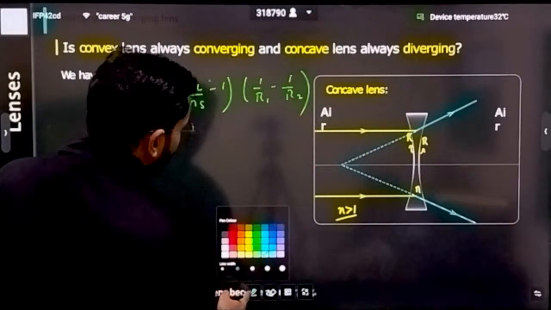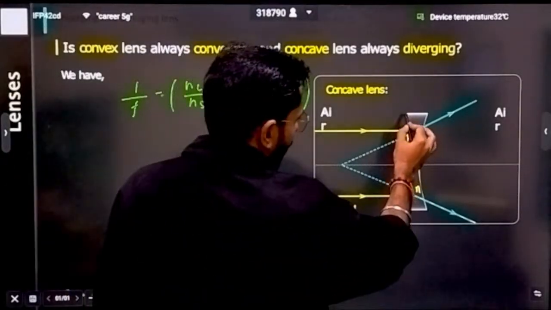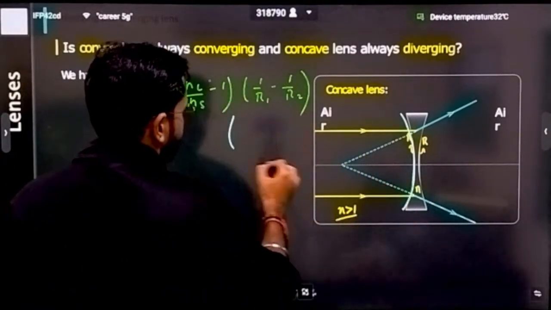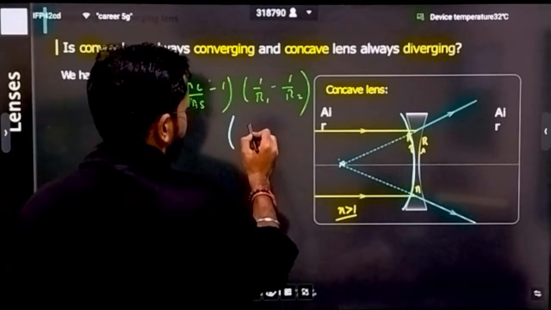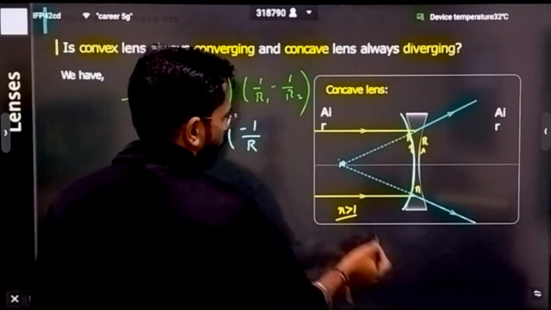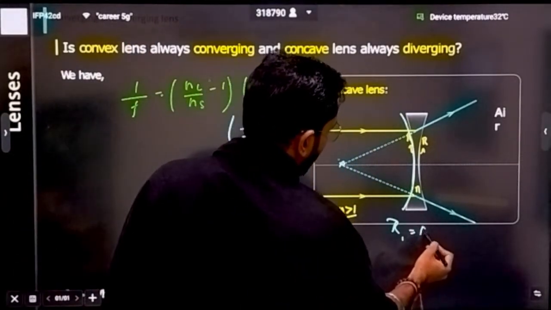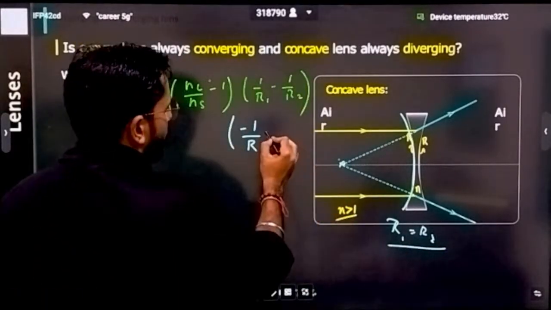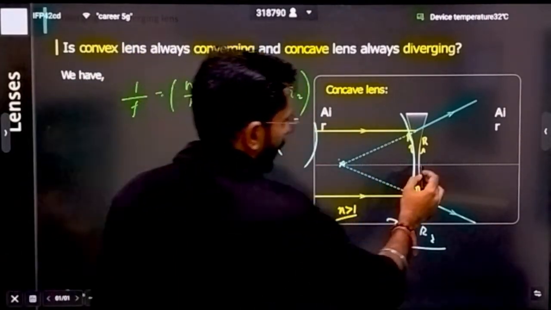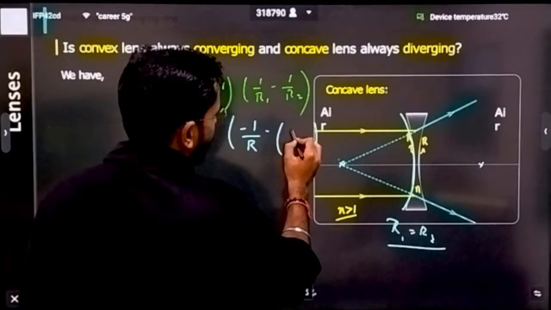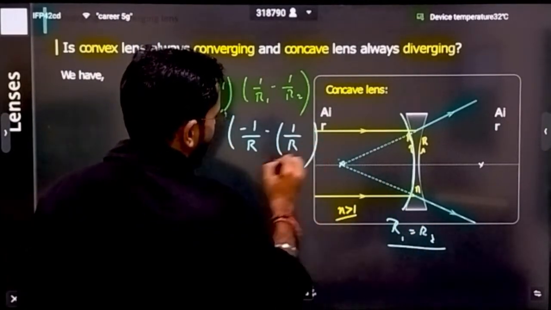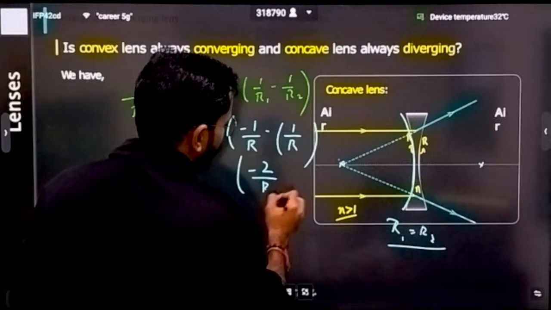Correct? Now see, again, r1 is what? Negative, because the center will be lying on the left side, so I will be writing it as minus 1 by r, and r1 is equal to r2 for a biconcave lens. Now r2 will be lying on the right side, that means on the positive side, so it will become positive. So net, what I am getting is minus 2 by r.